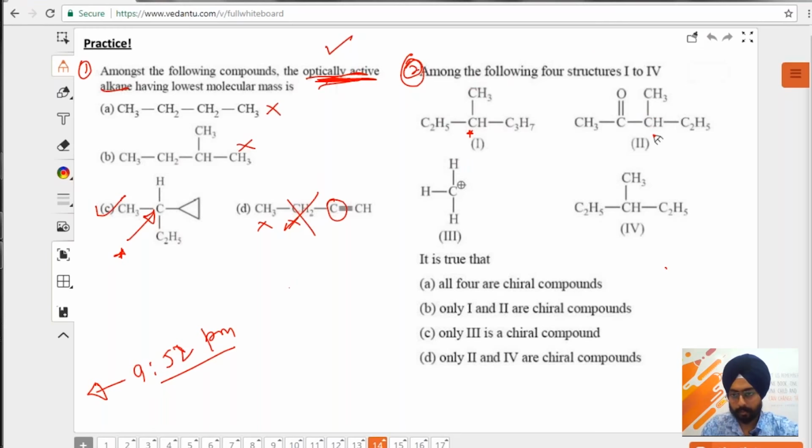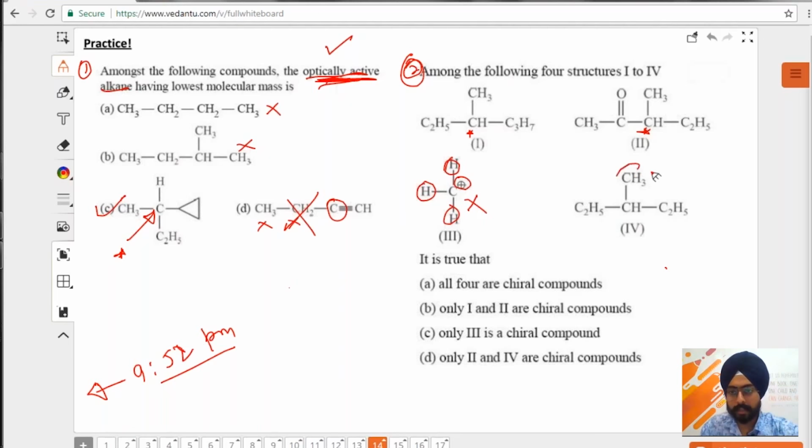Second case, if you focus on this particular carbon, it has 4 different groups. CH3, this long thing, again this C2H5 and an H. All right, very simple. Again this one is a chiral carbon, so I'll put a star mark here. Third one, hydrogen, hydrogen, hydrogen, positive charge. 3 hydrogens, guys, same, not a chiral carbon.